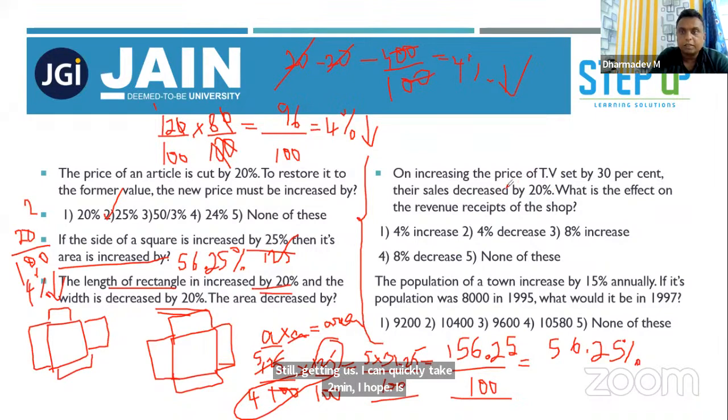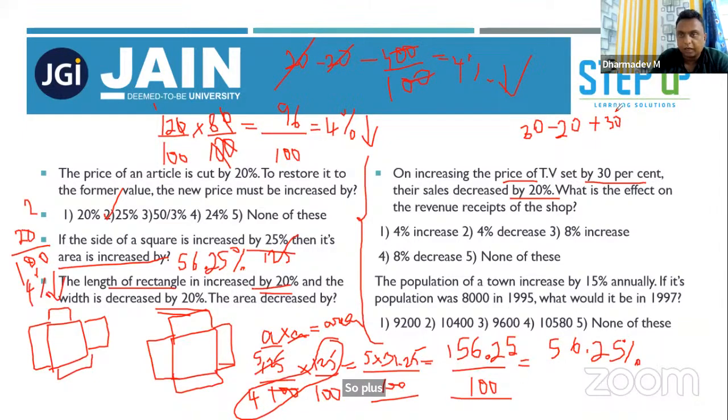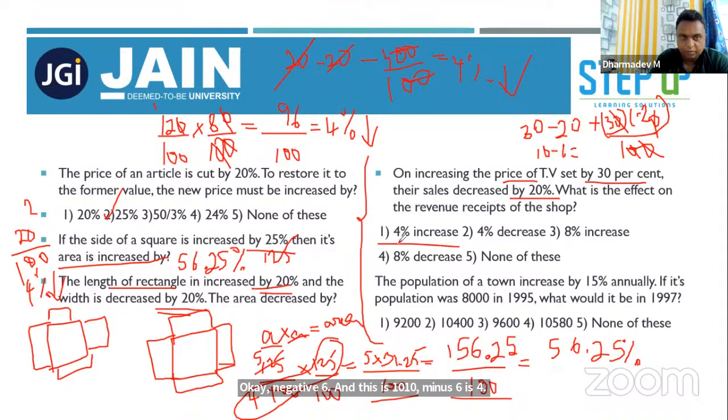On increasing the price of a TV set by 30%, their sales decreased by 20%. What is the effect on the revenue receipt of the shop? So they increased 30%, and the sales dropped by 20. So plus 30 into -20 is -600 by 100. Okay, -6. And this is 10. 10 minus 6 is 4. So the revenue receipt increased by 4. That's all.